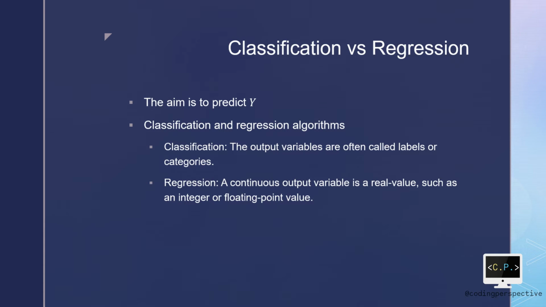However, in regression algorithms, the output variable is a continuous real value, such as an integer or floating point value. These are often quantities such as amounts and sizes. Thus, regression algorithms are used to predict continuous values such as price, salary, age, etc.